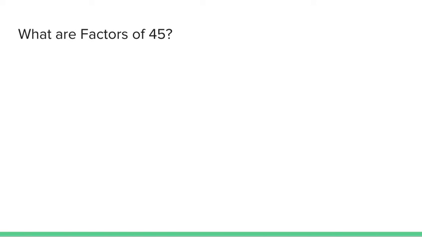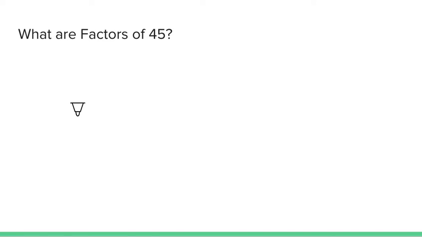Basically, factors of 45 are numbers that we can use to multiply to create 45. What I'm going to show you how to do today is create something called a factor rainbow, which will allow you to find all the factors of a number. You don't really need anything, just maybe a pencil and paper, and you could use a calculator as well. But that's about it.